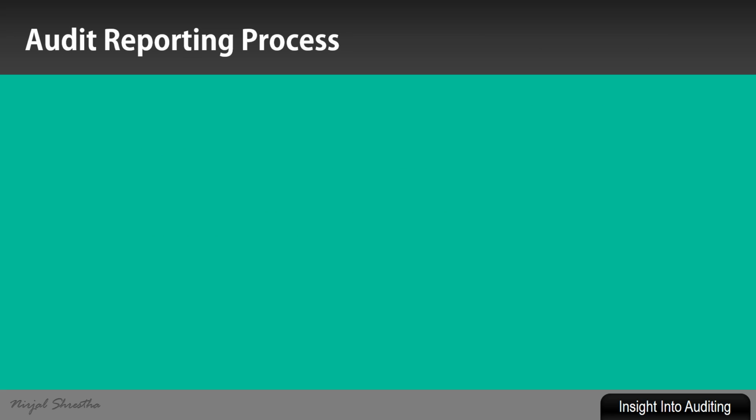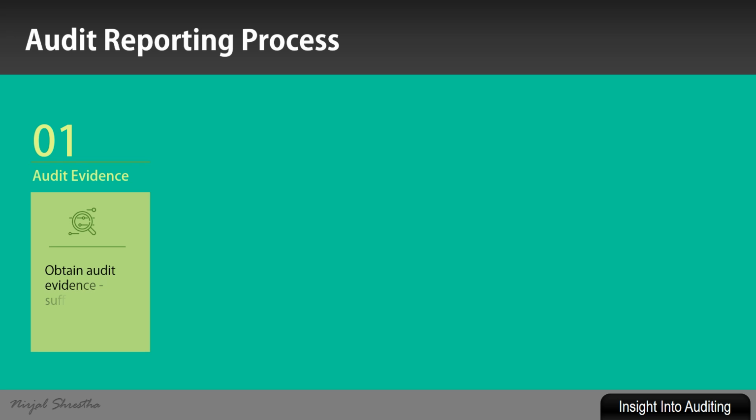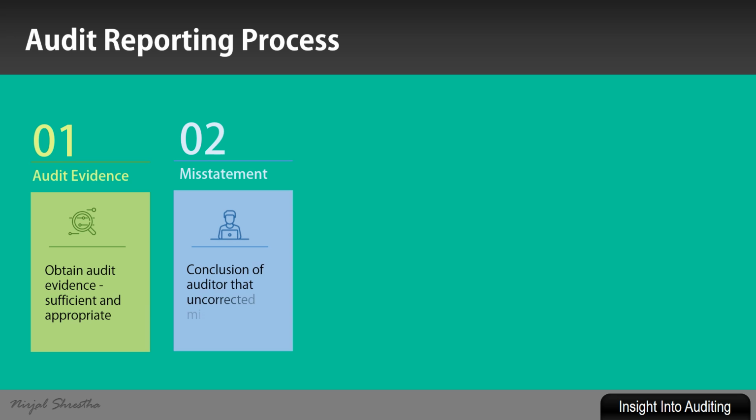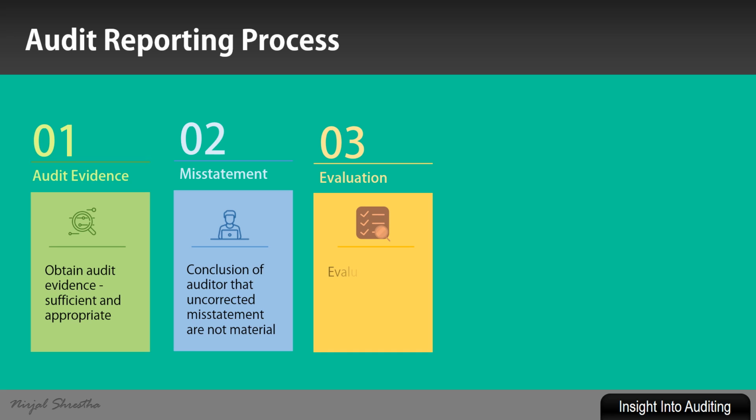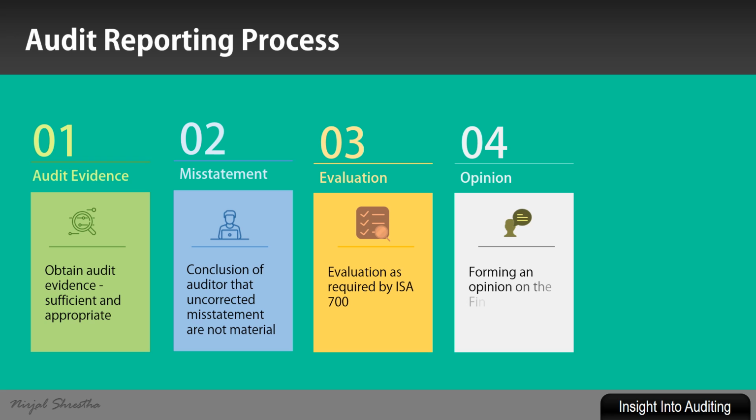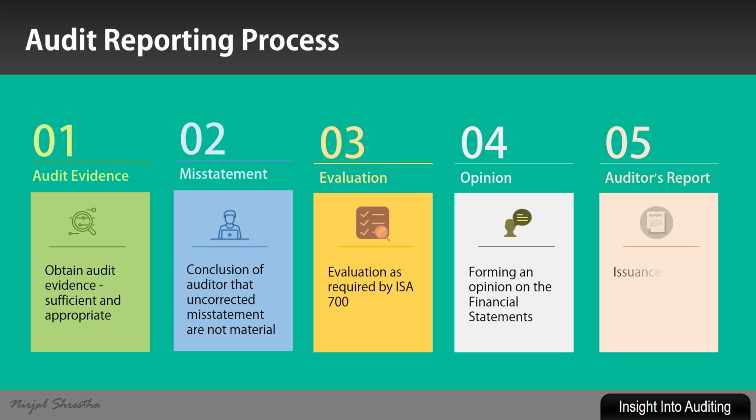Audit reporting process. At first, audit evidence. Auditor should obtain sufficient and appropriate audit evidence during the audit. Second, auditor should draw a conclusion that uncorrected misstatements are not material. Third, evaluation should be done as required by ISA 700. That is regarding disclosure, selection of accounting policies, accounting estimates, information presented in the financial statements, and terminology used in the financial statements. Fourth, auditor should form an opinion on the financial statements based on the audit result. Last, auditor should issue an audit report with the opinion of the auditor.